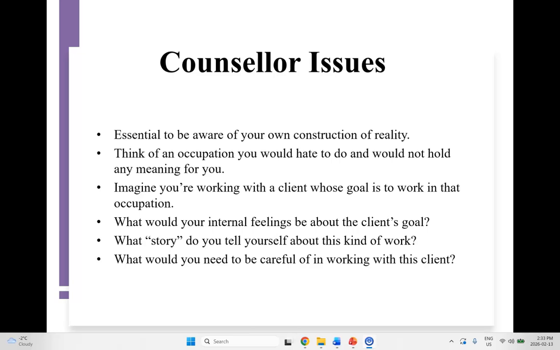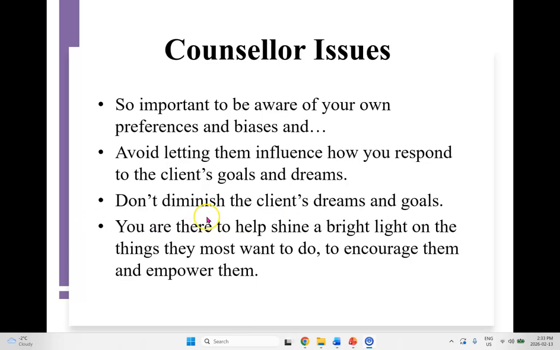And what would you need to be careful of in working with this client? Well, of course, you would not want to project your own perceptions and feelings about that type of work to the client. So you need to put a bracket around that, leave it at the door of your office or your cubicle, wherever you're working, and just focus on the meaning of these particular careers for your clients.